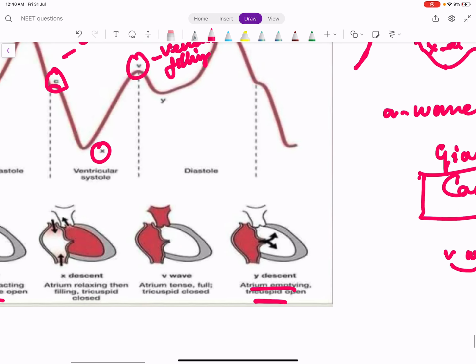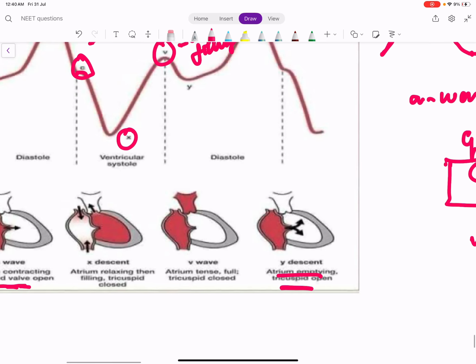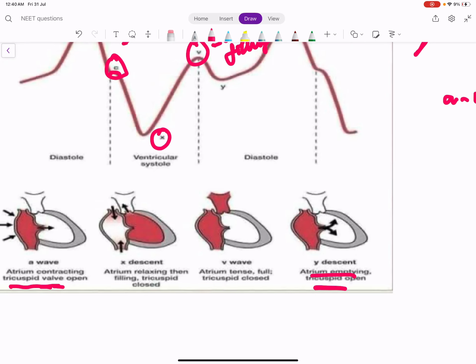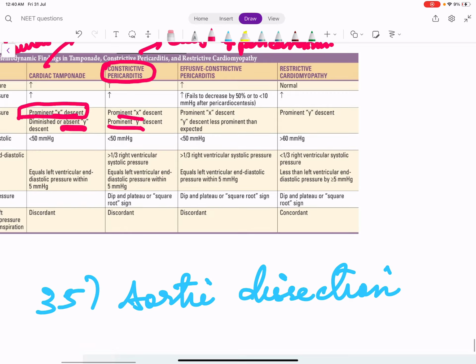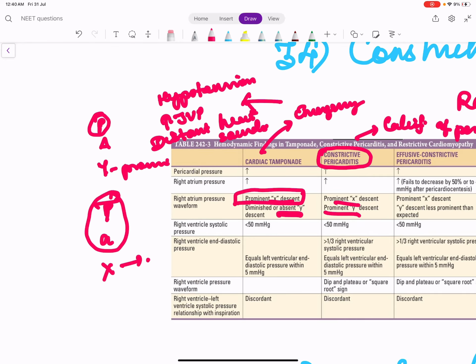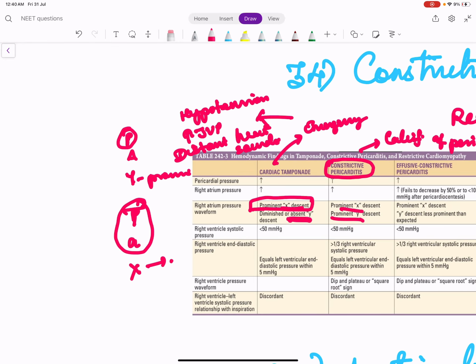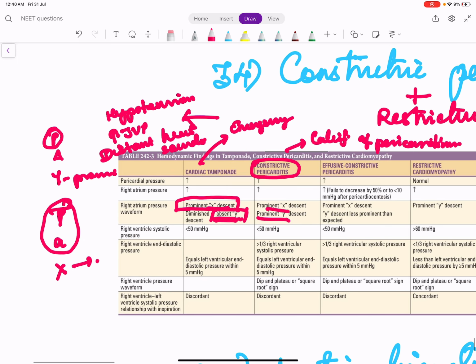Why are X descent and Y descent prominent in constrictive pericarditis? Because the constricting pericardium, or the fluid around the heart, makes the ventricle less compliant. So because the ventricle is less compliant, the pressure difference will be very obvious. So X descent is very prominent. So at least if you remember, Y descent is absent in cardiac tamponade, that is enough. Why is Y descent absent in cardiac tamponade? Because the ventricle is not filled during diastole, right?